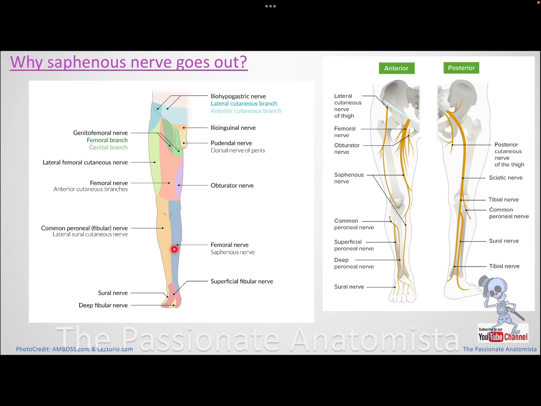So that's why it's very important that you know this, and sometimes they ask this question in multiple choice. You would think, yes, the saphenous nerve is running in the canal. Yes, it runs in the canal, but it does not run through the hiatus because it doesn't need to reach the popliteal region.